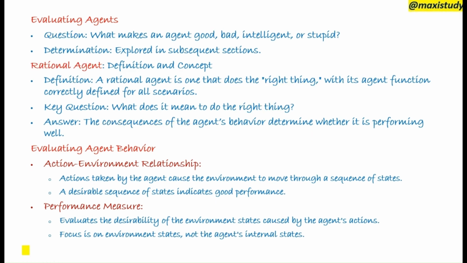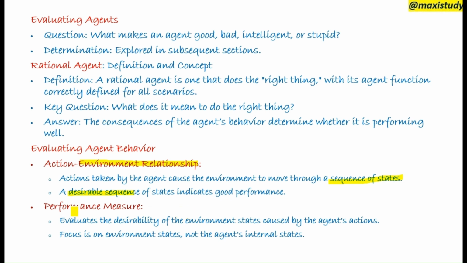When an agent acts, it changes its environment. These changes result in a sequence of states. If the sequence aligns with the desired outcomes, the agent has performed well. This is where the concept of a performance measure comes in: an objective way to evaluate how desirable the environment states are based on the agent's actions.